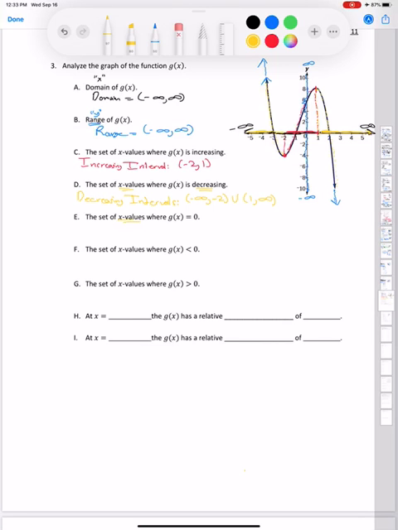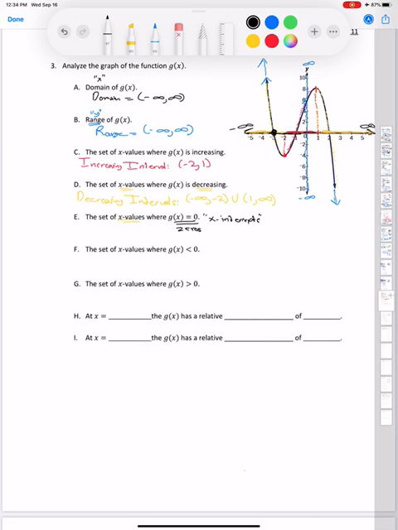So to have a constant interval, it does not only increase or decrease throughout this graph. Moving on to the next part, let's find the set of x values where our function equals 0. Well, where our function equals 0, remember, these are our x-intercepts, right? Our zeros of our function. So where our graph crosses the x-axis.